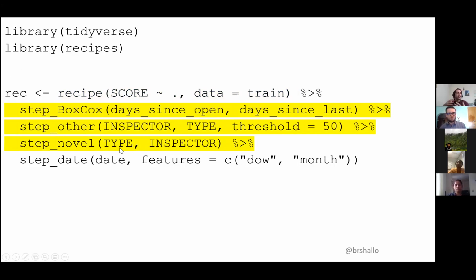So if you go to the recipes website, they have a ton of different steps you can use. And what's really nice about each of these is that it makes it easy to estimate the parameters relevant to the transformation on the analysis set, and then apply those to the assessment set.